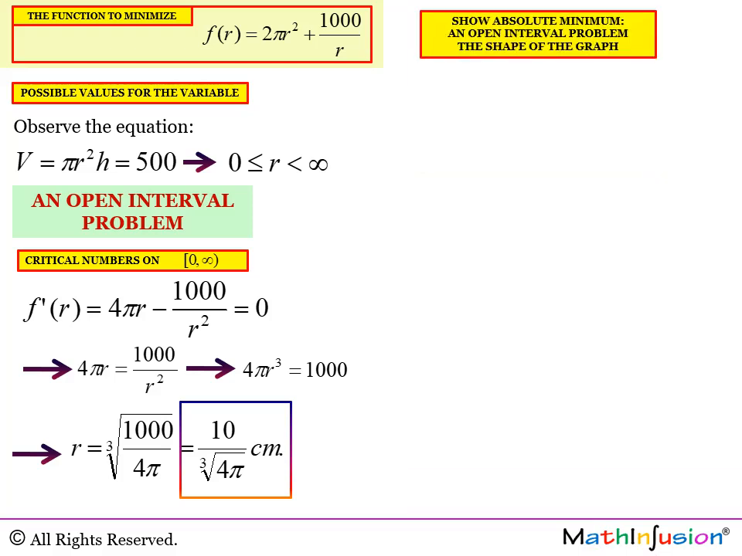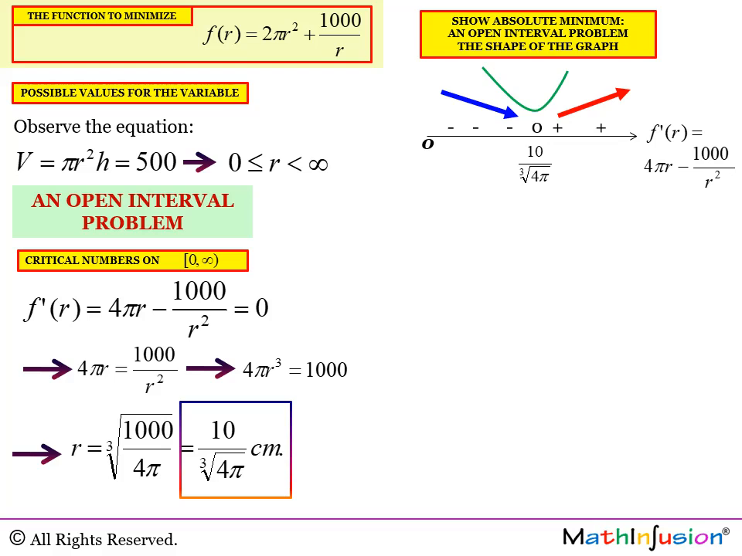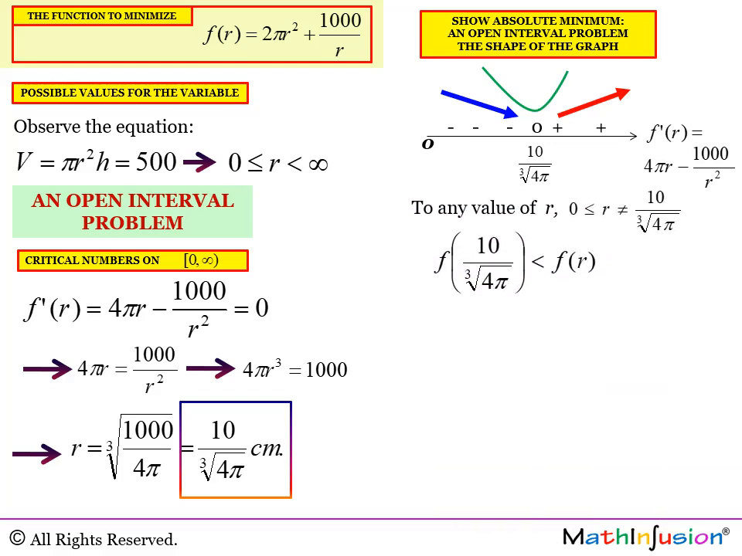Now I need to check that this is really an absolute minimum. Because it's an open interval problem, I will have to use the first derivative test to find the shape of the graph. So here it is. The function is decreasing, increasing, and this is the shape of the graph. So the shape of the graph suggests that indeed, for all other values which are not this one, we get that the function is more. And please note, I'm only checking from 0 to infinity. So again, I get that this is an absolute minimum.